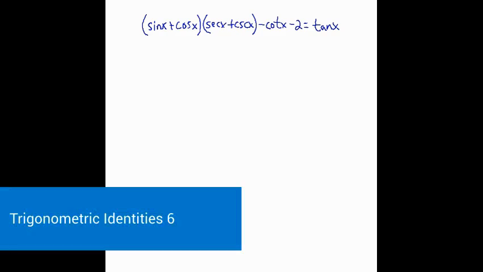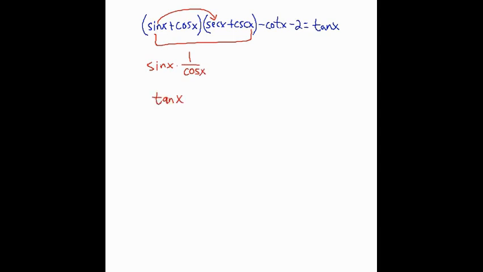So let's go ahead and FOIL this right here. I've got the sine x times the secant x. So sine x times 1 over cosine x, that gives us tangent x. Sine times cosecant x, that's a plus 1. Okay, great. Let's go ahead and work on the cosine now. Cosine times secant, that's another plus 1. And then we get cosine times 1 over sine x. So then we're going to write out the rest, minus cotangent x minus 2.